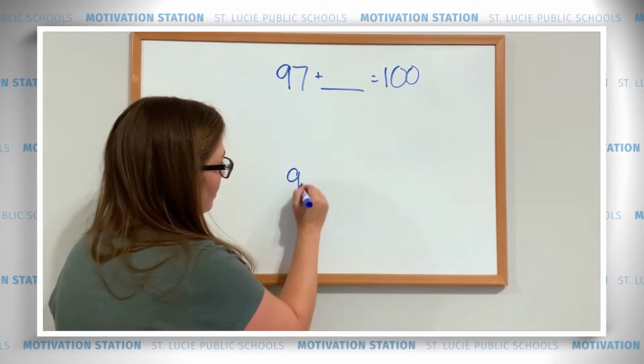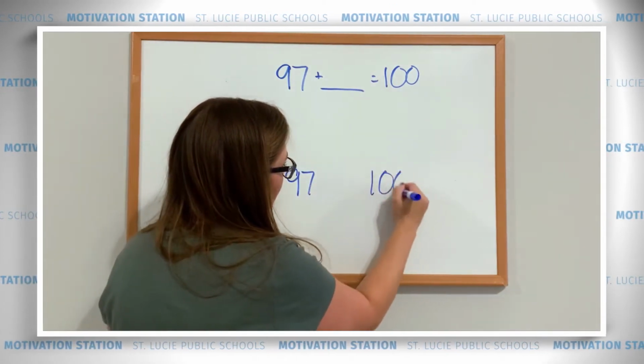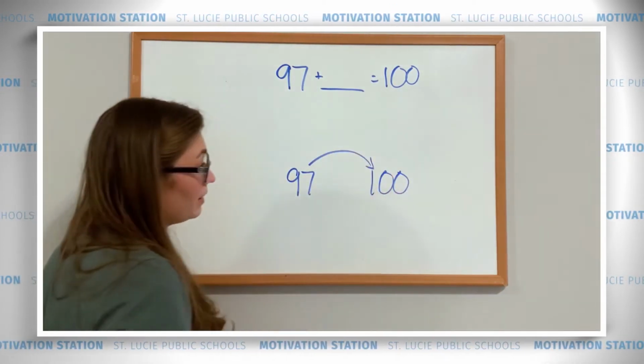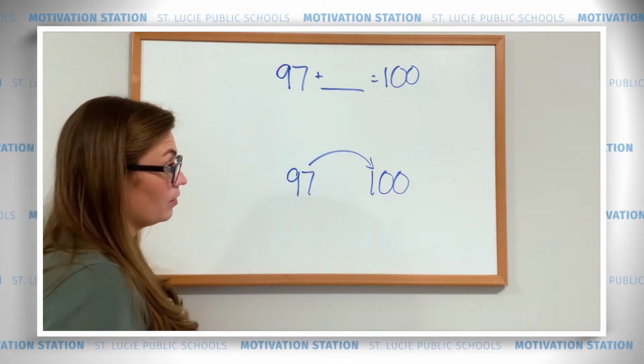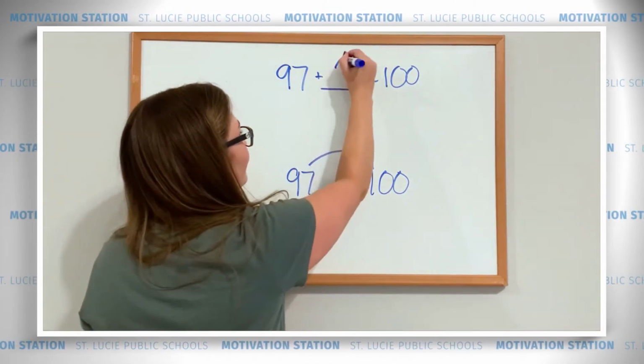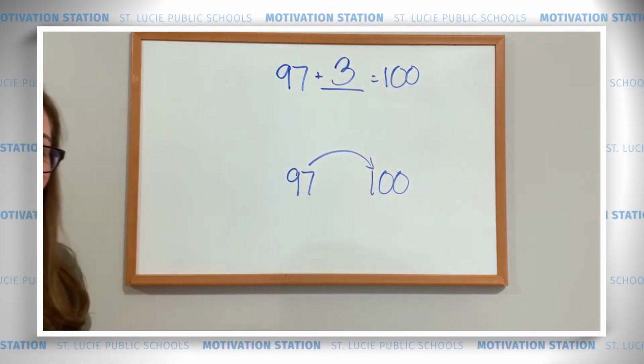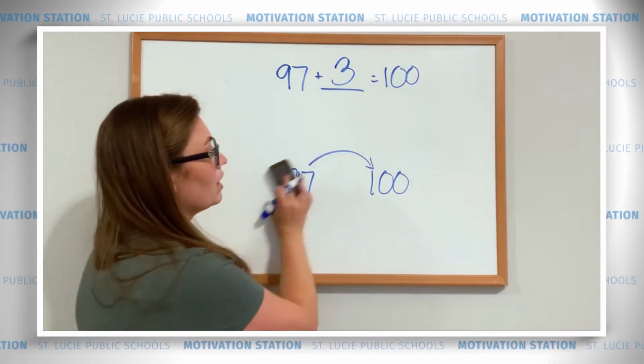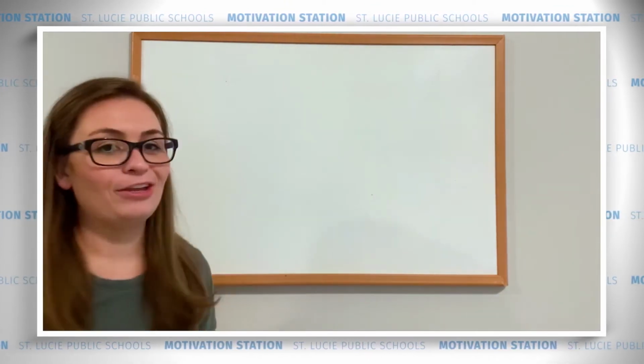We could do an open number line. 97 to 100. What's that going to be? It's not going to be a very big jump. Did you say 3? You're right. It's 3. 97 and 3 make 100. You're getting really good at this.